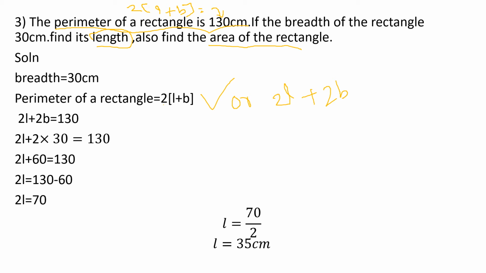Now, what is the length? Length is not given in the question. We want to find it. In the place of B, what is given? 30 centimeters. So 2L plus 2 into 30, 60, is equal to 130. Now bring this 60 to the right hand side. So 130 minus 60, you are getting 70. So 2L is equal to 70. Now L is equal to 70 by 2. So 70 divided by 2, what are you getting? 35 centimeters. So we got length equal to 35 centimeter.